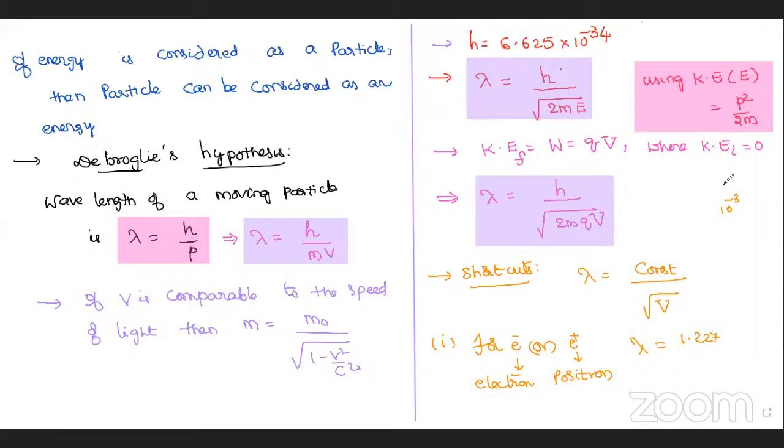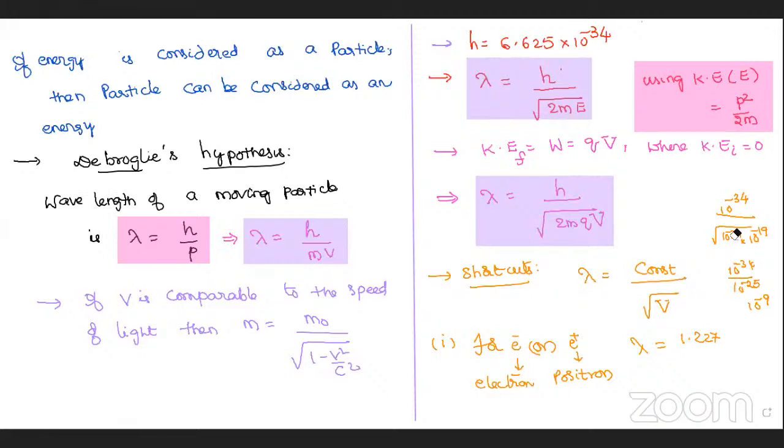Now we are checking the powers. h is 10 power minus 34, divided by root of mass 10 power minus 31 and charge 10 power minus 19. That gives 10 power minus 34 by 10 power minus 25. How much do I get, Nana, after taking the 2 to the numerator? 10 power minus 9. Exactly. So can I write this in nanometers? 10 power minus 9, I got it. Exactly, 1.227.